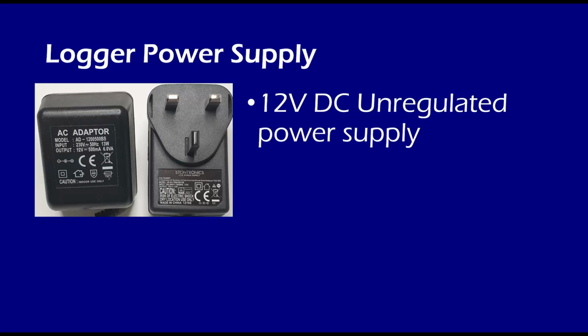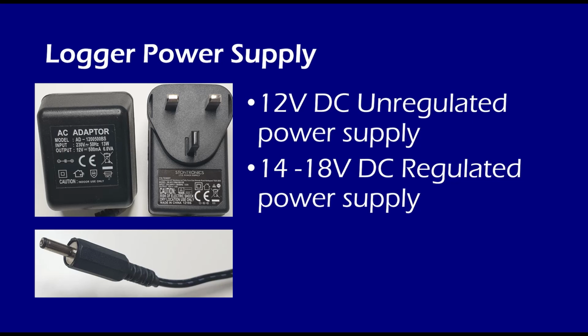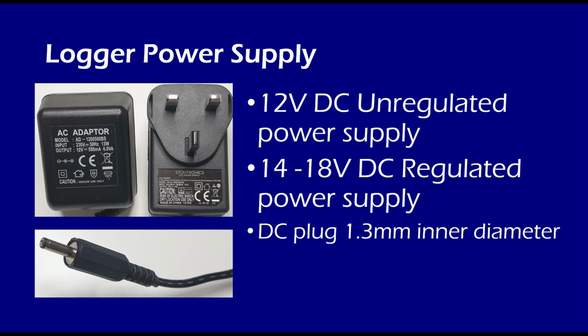Now the environment system can be powered by either a 12 volts DC unregulated power supply, or you can use a 14 to 18 volts DC regulated power supply. They used to be provided with a 12 volts unregulated power supply, which used to give approximately 17 volts when plugged into the logger, but we now provide them with a 15 volts DC regulated power supply. And the DC plug that's used has an inner diameter of 1.3 millimeters.